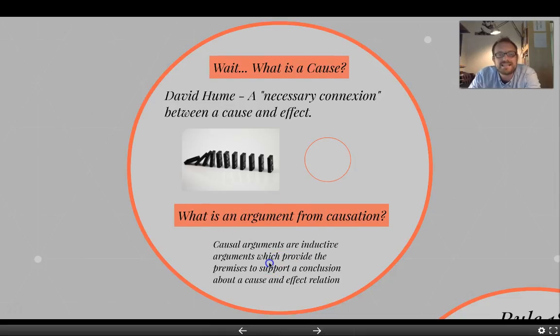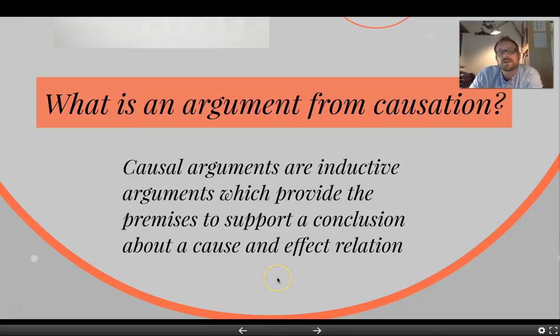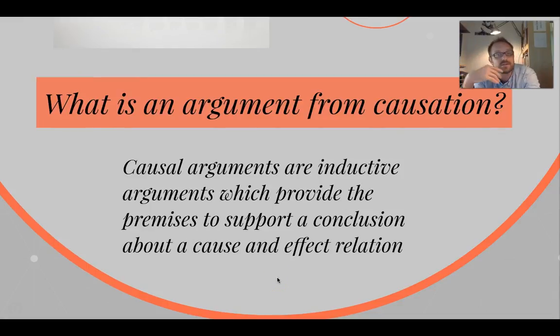So what exactly is an argument from causation? Well, you might put it this way: causal arguments are, number one, inductive. And keep in mind, we distinguished this at the beginning of the video series, that there's a difference in forms of reasoning between deductive reasoning and inductive reasoning. Deductive arguments are arguments of necessity, whereas inductive arguments are arguments of probability.